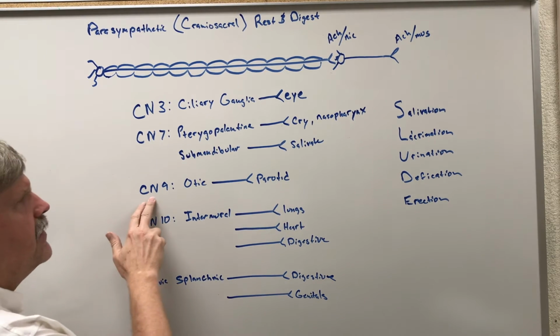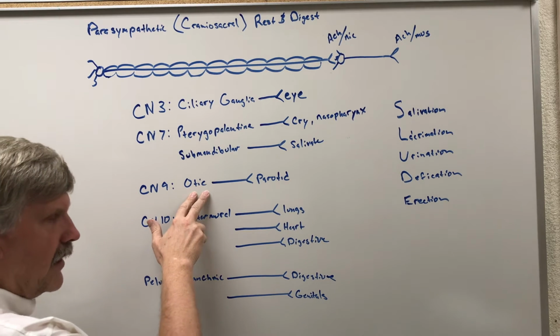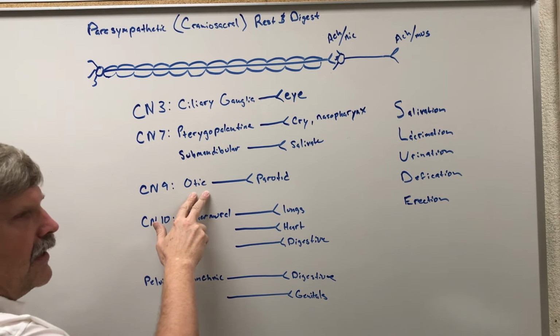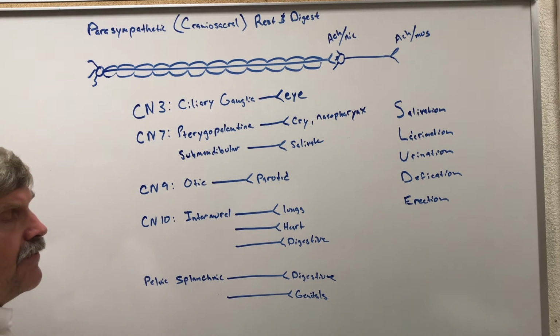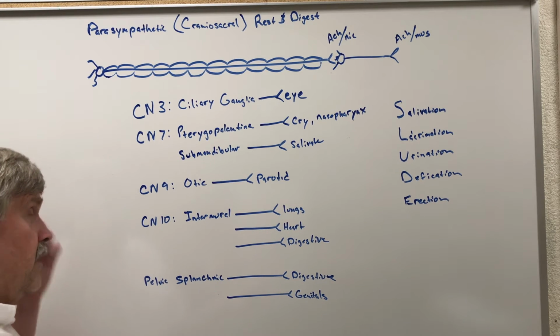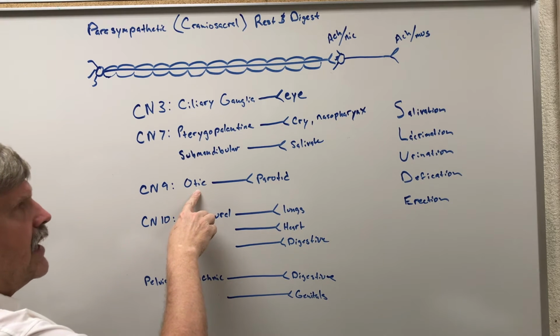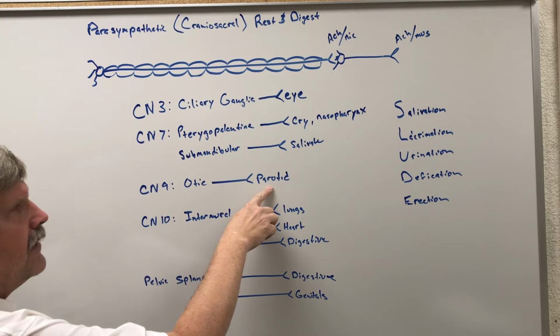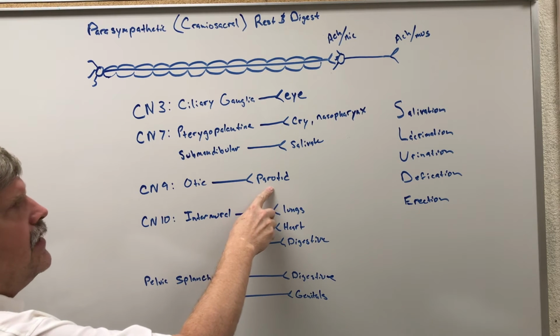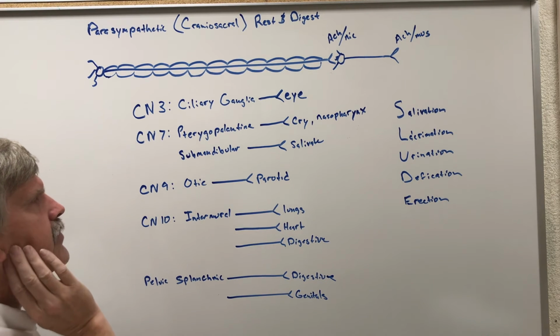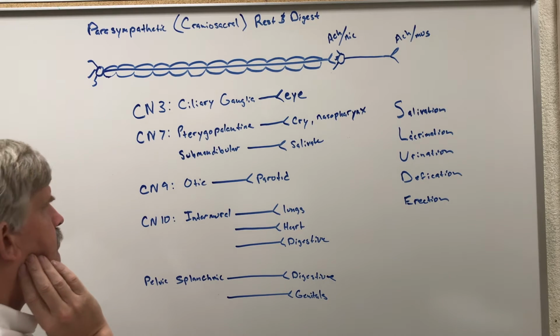Cranial nerve 9 is going to go to the otic ganglia. The otic ganglia is located just inferior to the foramen ovale in the temporal bone. And it is then going to send its postganglionic neurons to the parotid gland. And this is your largest salivary gland here just behind the muscle of masseter.